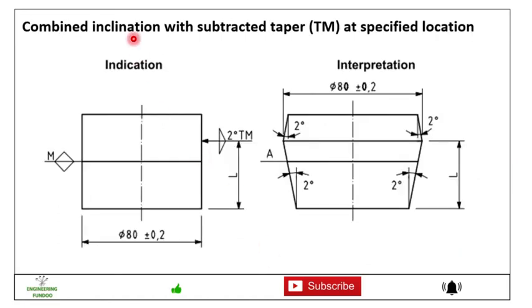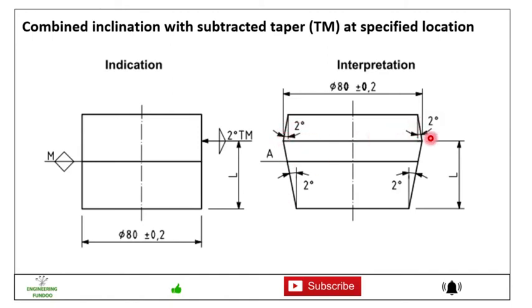Then again we have combined indication with subtracted steppers at specified location. Friends, if you have specific locations, then you can see here this is a symbol, and this is L, at this length we need 2-degree taper subtracted surfaces. So here is the symbol, and here you can see its interpretation. At this location it is 2 degree from this and 2 degree from this.